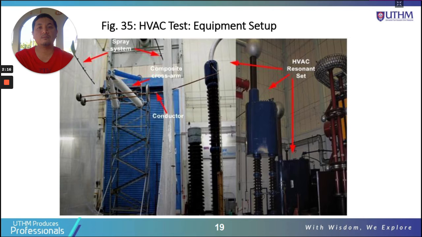This is the picture of the HVAC wet and dry test. You can see this is the HVAC resonance set. I believe you have learned this in the previous chapter about the resonant transformer, used to supply high voltage AC supply. Then it is connected to the conductor, and then we have the composite cross arm, and then this is the ground. Both sides have the spray system.